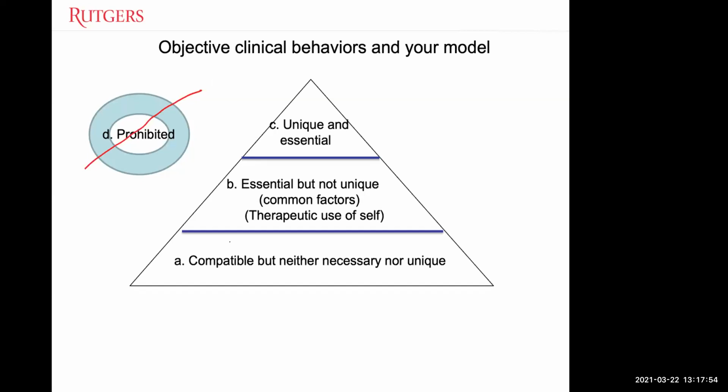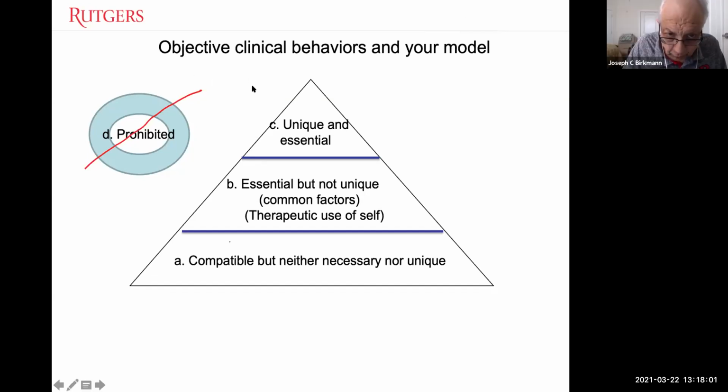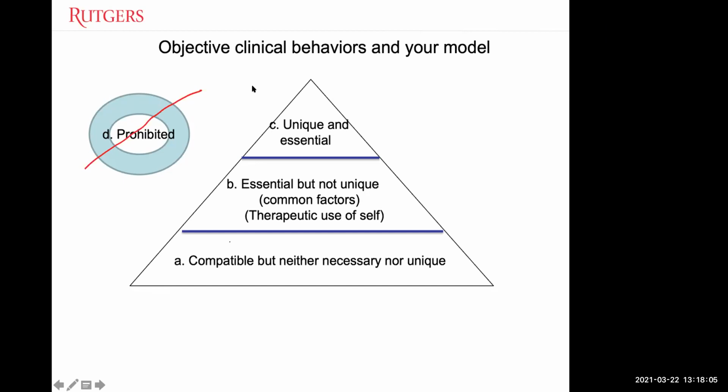I'll give you an easy one. Generally, it's prohibited to have a romantic relationship with someone you're working with. There you go. Yeah. Dual relationships, personal relationships. Don't borrow money. Probably you don't want to lend money.